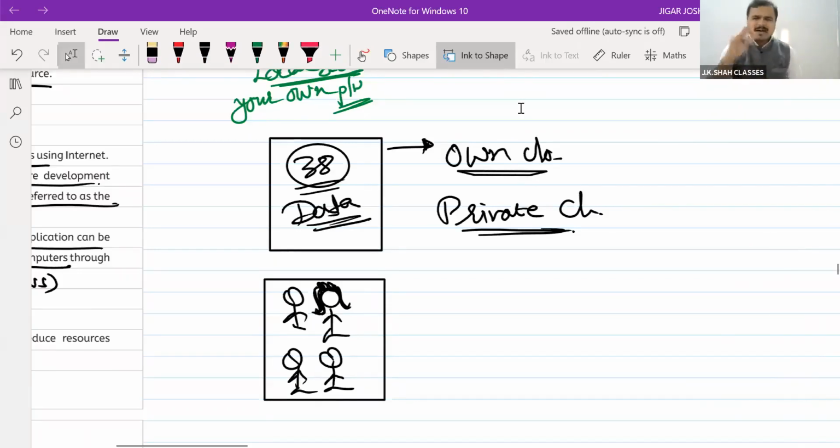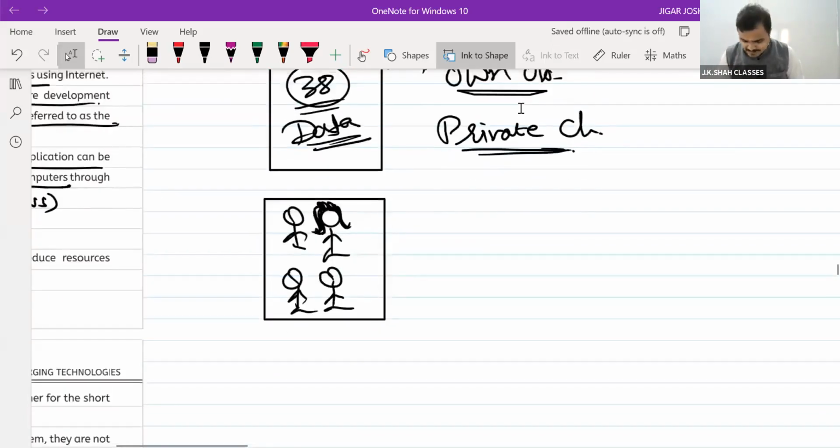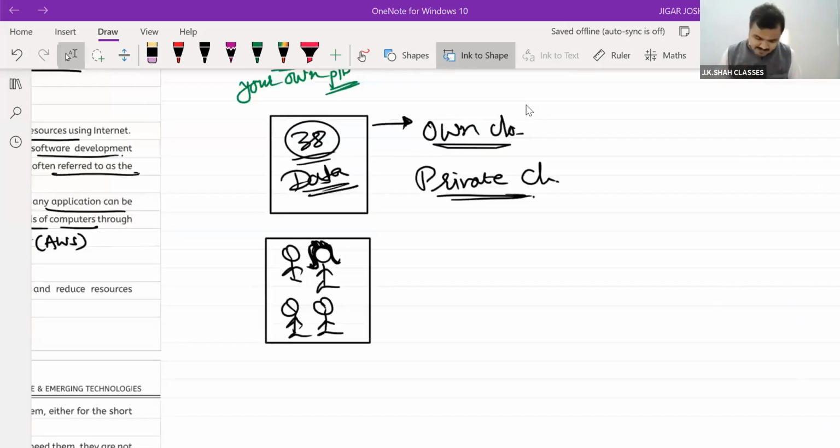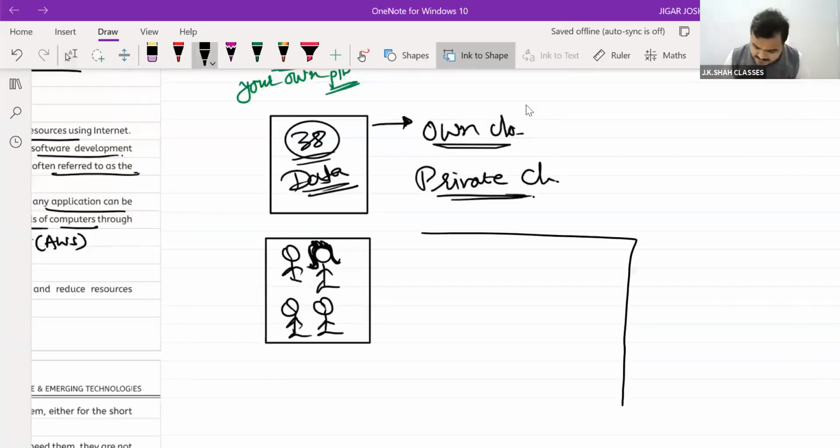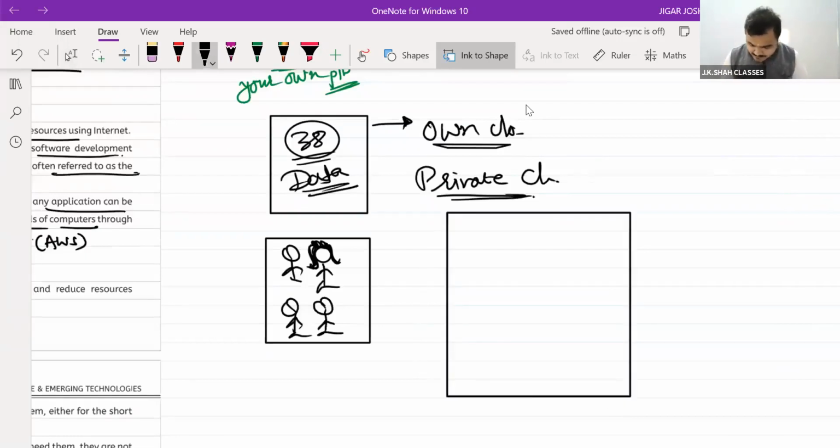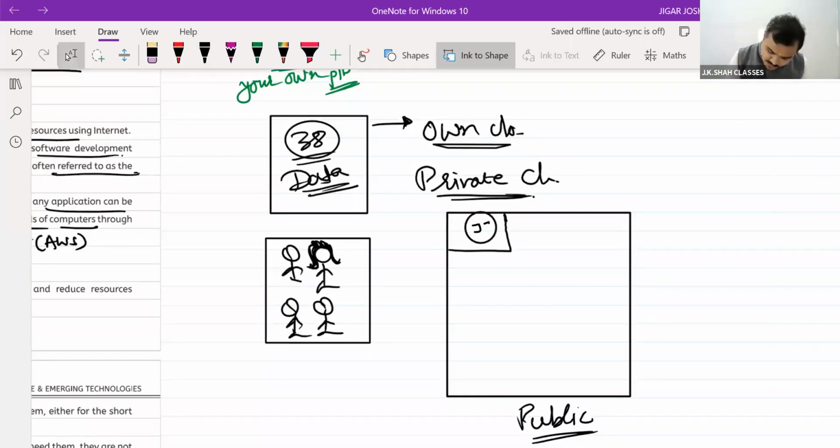Sir, you can go for the apartment in a building. Yes or no? Yes. Because if I go for a bungalow, don't you think it would be too expensive? Yes, sir. So what I did, see this. One building is there, and I purchased some space over there. Understood? Yes. So this is what people call a public cloud, and I purchased resources on a public cloud. Understood? Yes, sir.